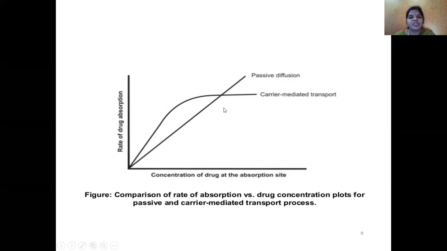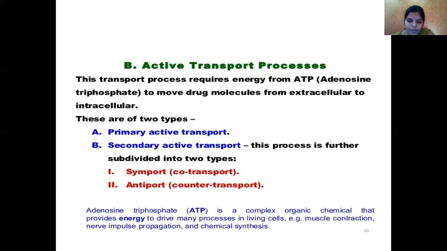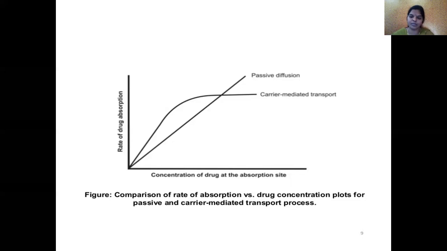Here you may observe one straight curve and one curved curve. This straight curve represents passive diffusion. See, here it follows a zero order mechanism. I will tell you what is zero order and first order. Next, this is the carrier mediated transport. It is showing some downward deviation compared to passive diffusion. So your carrier mediated graph is like this and your passive diffusion graph is like this. So this is the comparison of rate of absorption of passive diffusion as well as carrier mediated transport, right? This is about your passive diffusion processes.